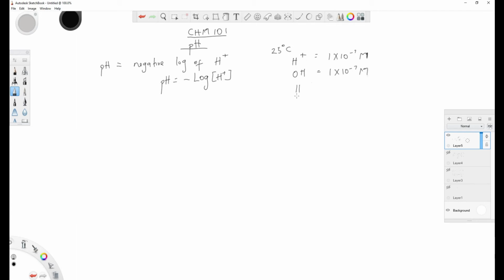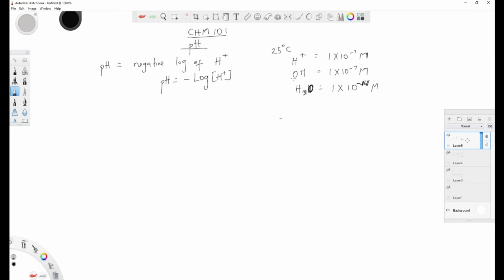So we can say the concentration of water, H2O, is 1 times 10 raised to the power minus 14 at room temperature. So we can just state this. It's very important to note this because it's going to be useful later on in this tutorial.